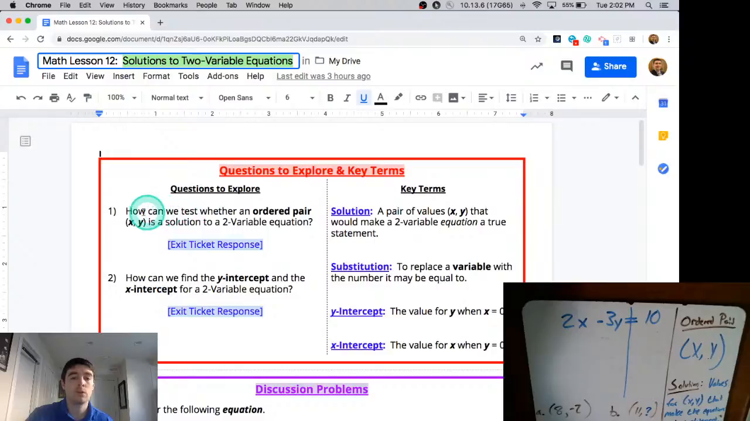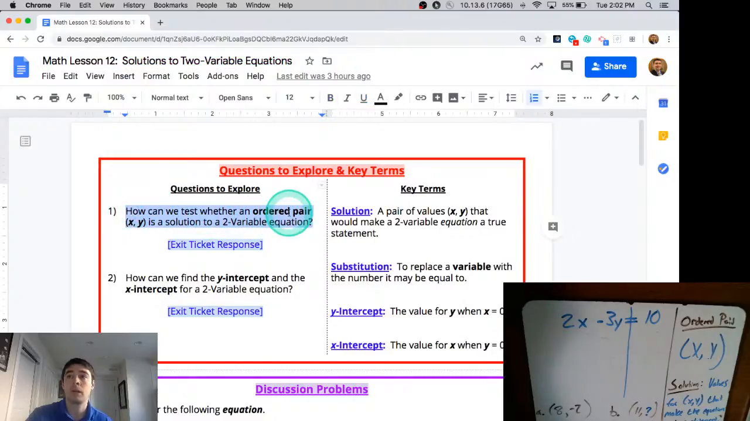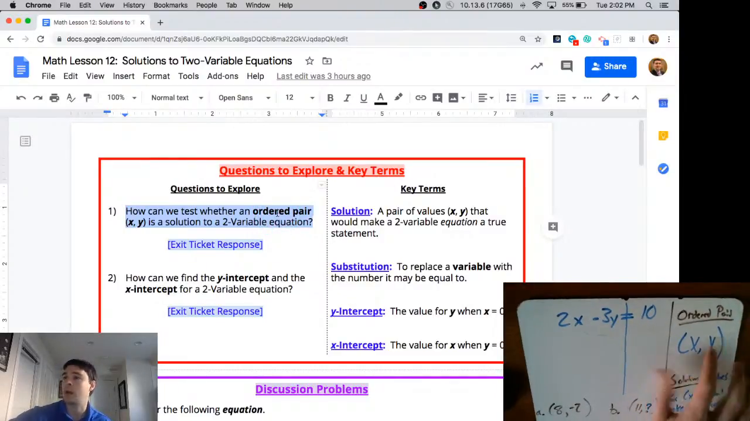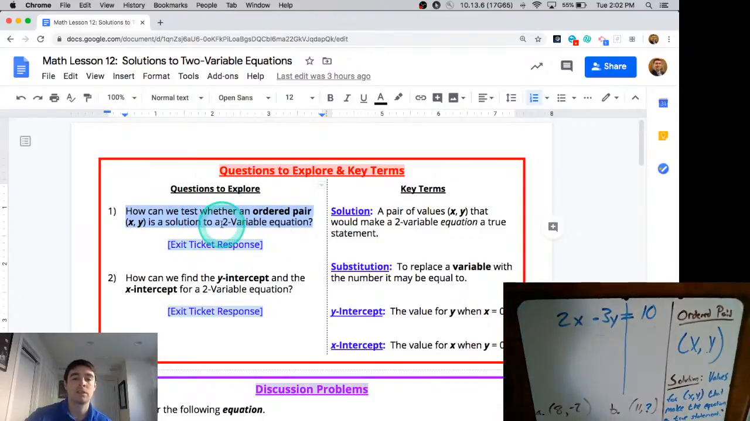Specifically, there's two goals with today's assignment. The first one is how do we test whether an ordered pair, which is just a fancy way to talk about this x, y number in parentheses, is a solution to an equation? And then later on, towards the end of the assignment, we're also going to talk about how do we find the Y-intercept and the X-intercept.